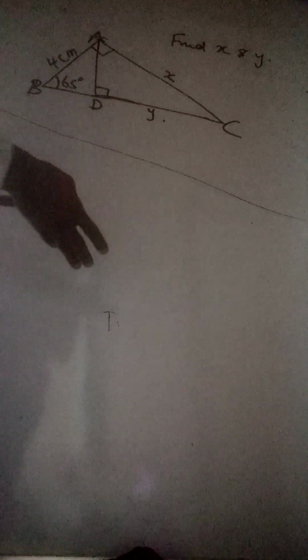Alright, this is another example. We are asked to find x and y in this diagram. Are you listening? Okay. When you look at this whole triangle, you will notice that we have two different right angled triangles. Let me show you. This is one sign for angle 90. It's another sign for angle 90.